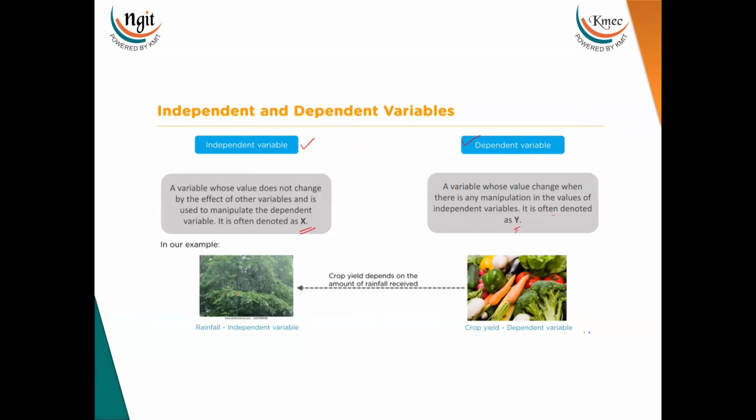See here, there are two examples, rainfall and crop. Remember, rainfall will always be the independent variable. It does not depend on anything. But when we take crops, yes, crops depend upon the rainfall. How much rainfall you have this year, that much crop is going to be yielded. That's why this is called the dependent variable and this is the independent variable.